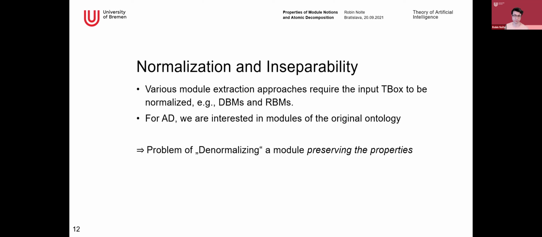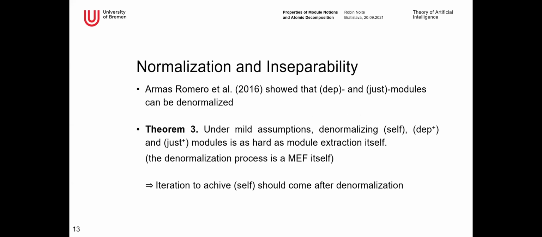We have to denormalize a module that has been extracted using a normalized T-box while preserving the properties. So the denormalization should keep self-containment, for example. And there is a known result. There is a known result by Romero et al. that showed that depleting and justification preserving modules can be denormalized.